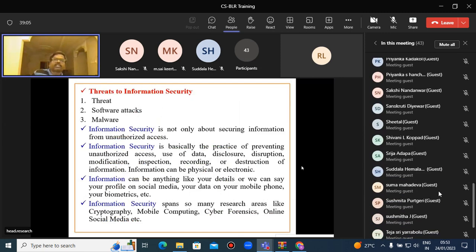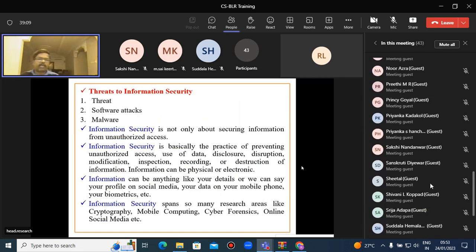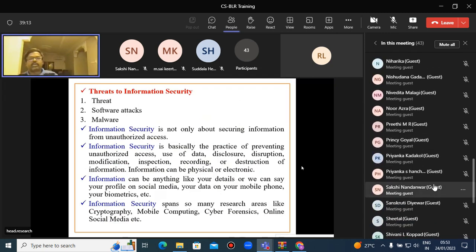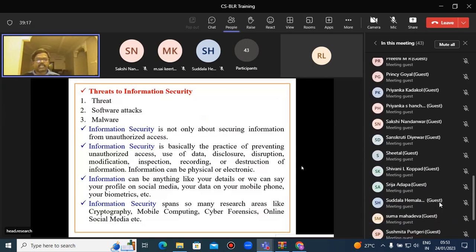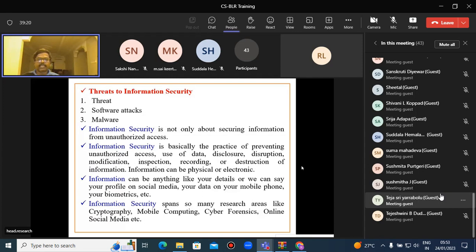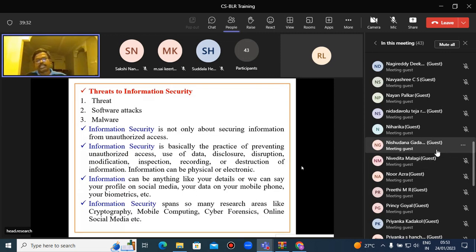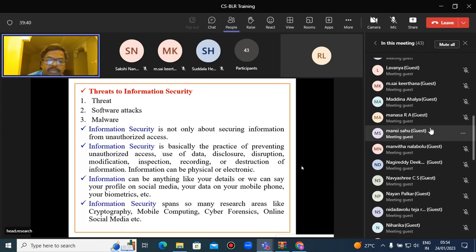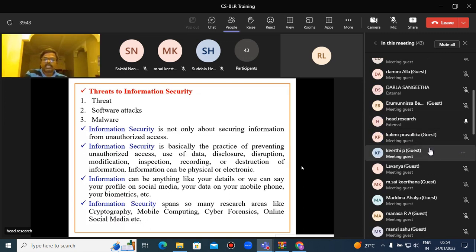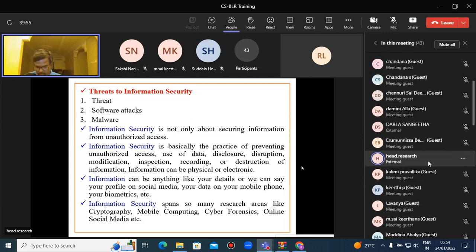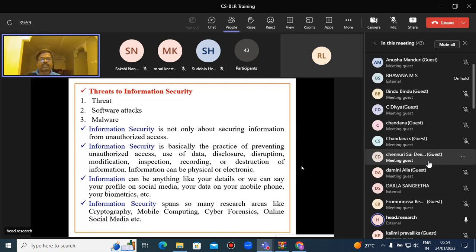Threats to information security: there are three types of threats, namely threats, software attacks, and malware. Information security is not only about securing information from unauthorized access. It is basically the practice of preventing unauthorized access, use of data, disclosure, disruption, modification, inspection, recording, or destruction of information. Information can be physical or electronic. Information can be anything, like your details, your profile on social media, your data on your mobile phone, your number, your biometrics, etc.